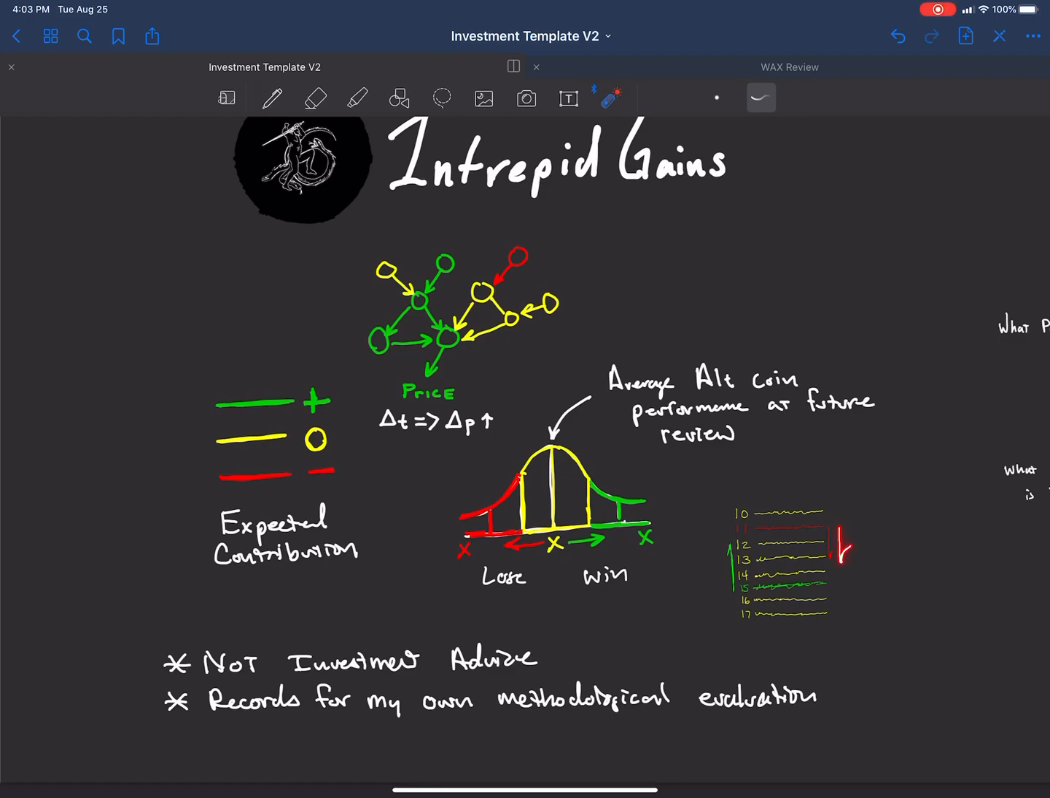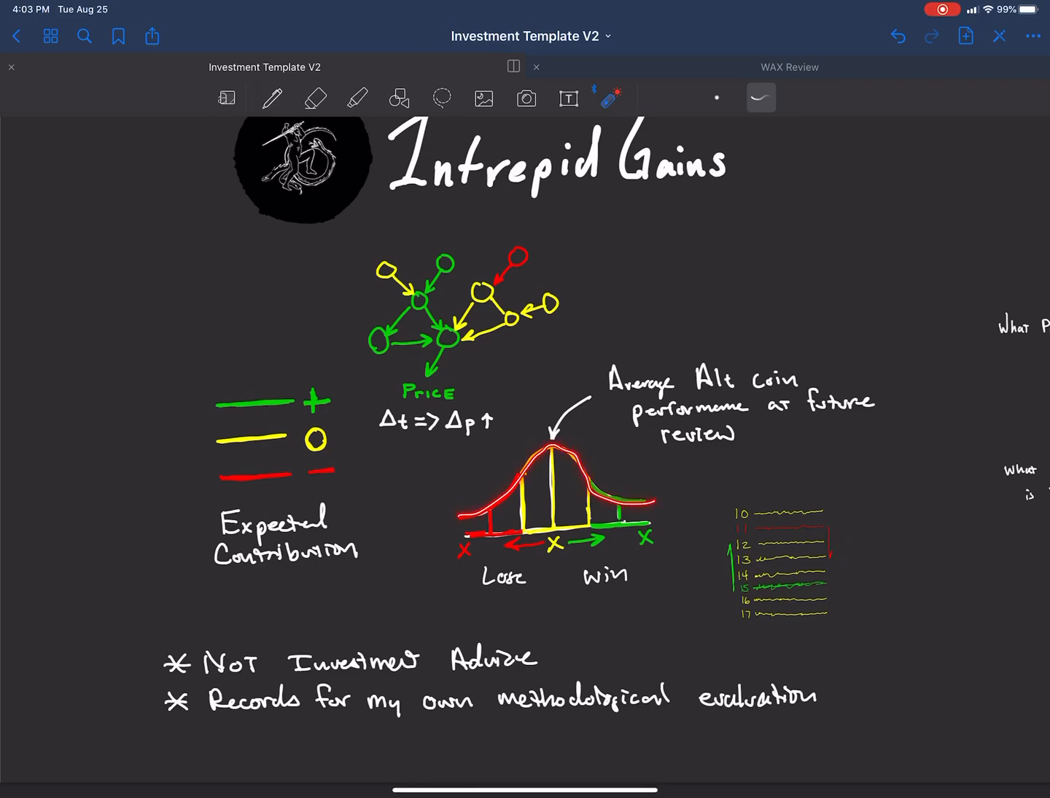ultimately red projects I expect them to go down compared to others, and ultimately green projects I expect them to go up compared to others. So a green project I expect to perform better than the average. The red I expect to perform worse than the average. And this is another way of looking at it.